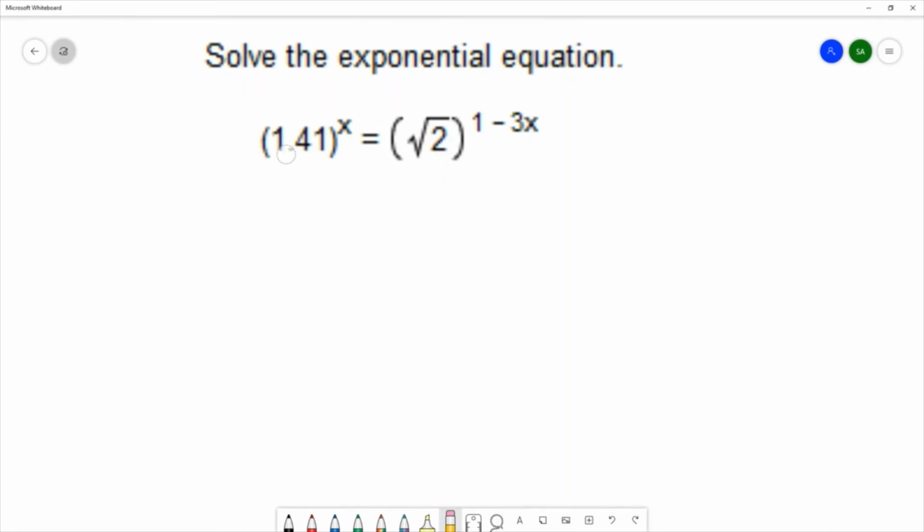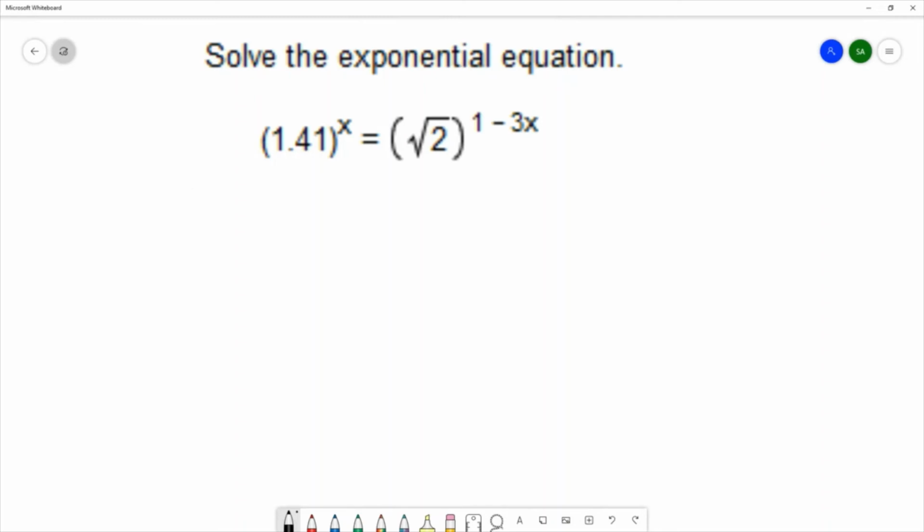And although these bases are very similar to each other, if you were to type in your calculator square root of 2, you would get approximately 1.41. And because it is approximately and not exactly equal, we cannot use relating the bases. Relating the bases requires you to have exactly the same base, not approximately the same base. So I'm going to use the method of taking the log of both sides to solve this exponential equation.